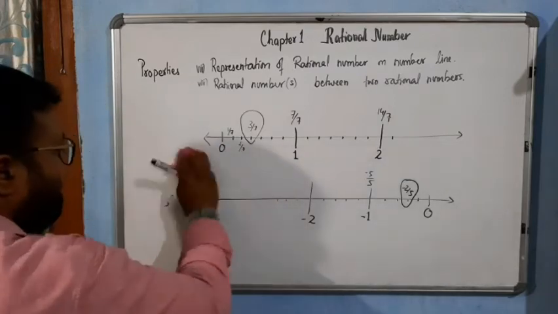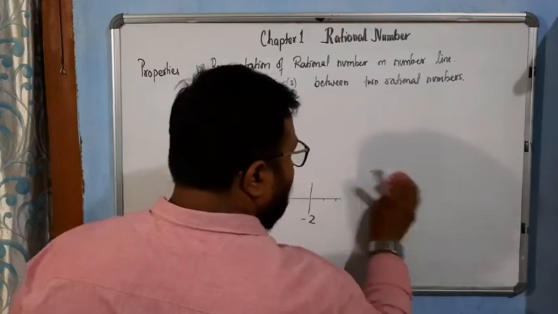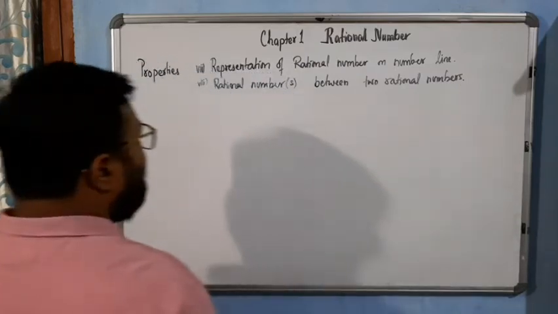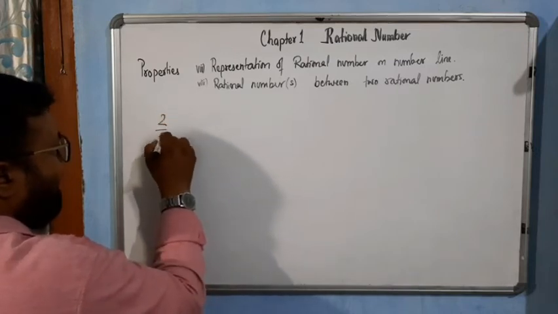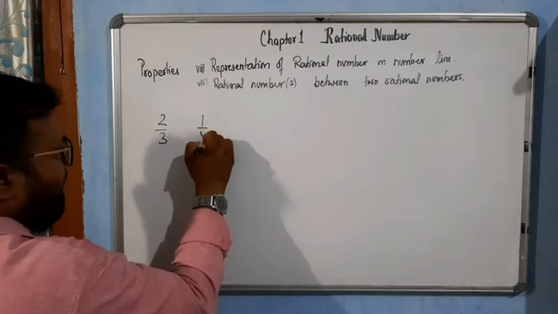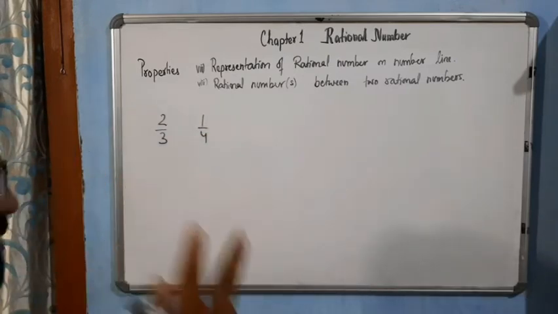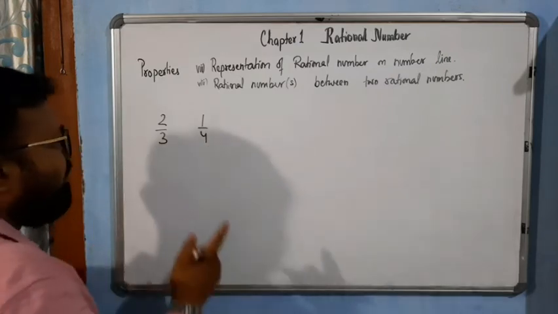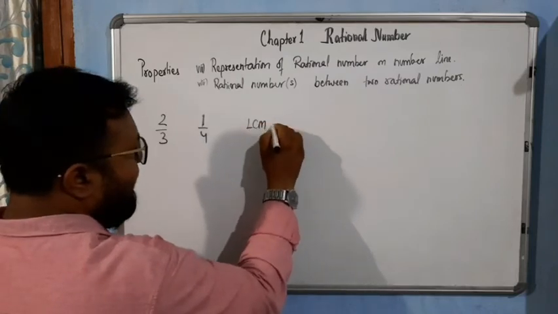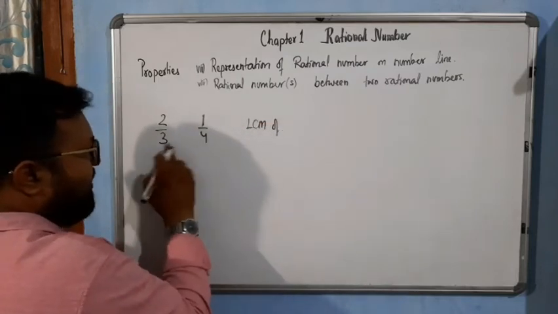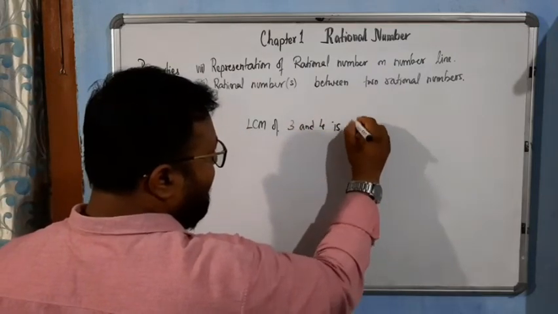Okay, now let's take an example. Suppose 2 by 3 and 1 by 4. Two rational numbers we have. And let's find two rational numbers in between these two rational numbers. Before finding this one, first we need to find the LCM of their denominators, 3 and 4. So LCM of 3 and 4 is how much? Definitely it will be 12.